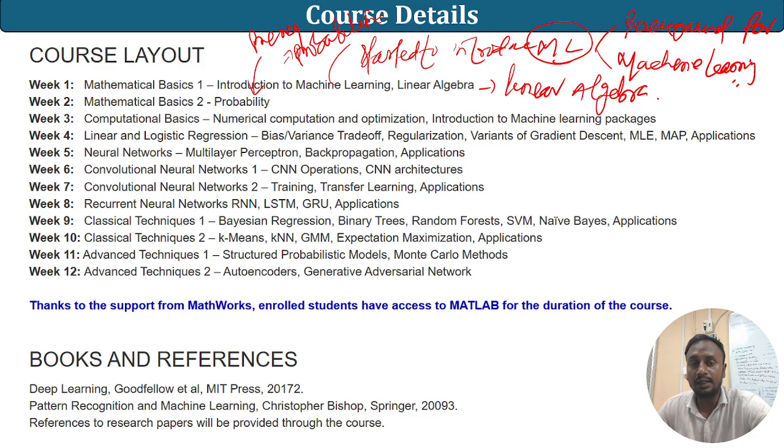There is Bayesian classification and Bayesian regression, and likewise the generative adversarial network also works based upon a deterministic or probabilistic model. So we should have a brief idea of probability also.